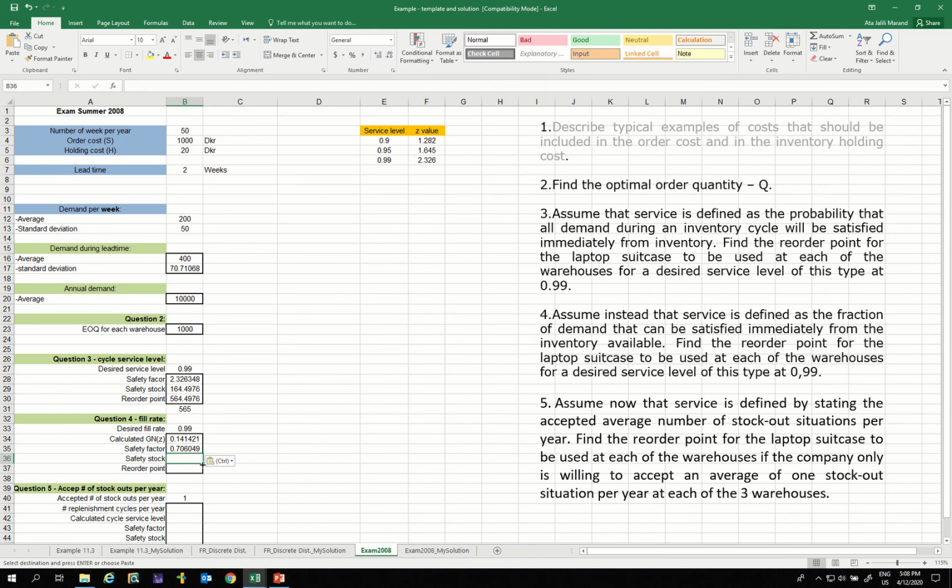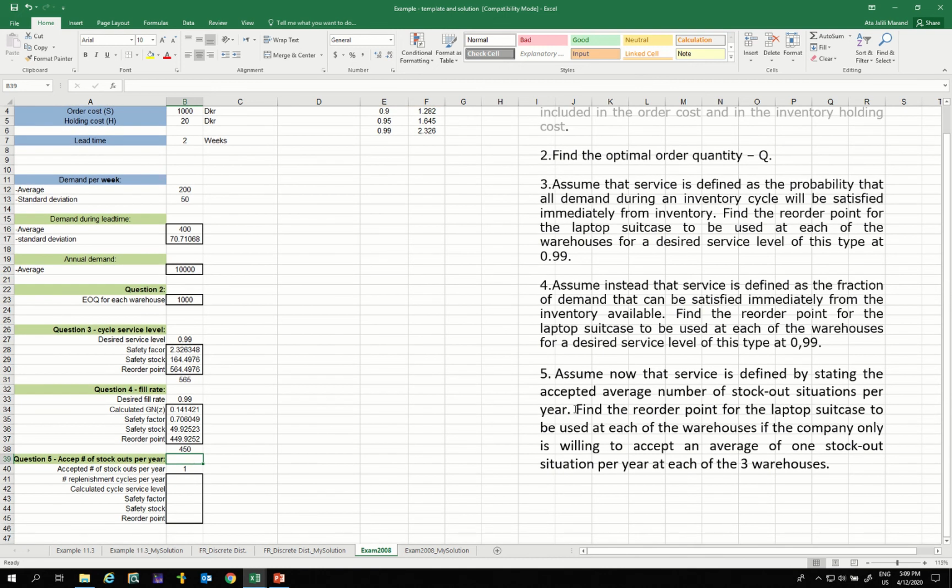Next, I need to calculate the safety stock, which is the safety factor multiplied by the standard deviation of demand during lead time. And then the reorder point is the average demand during lead time plus safety stock. And if I round it up, okay, I will get 450 as my reorder point in order to meet a fill rate equal to 99%.